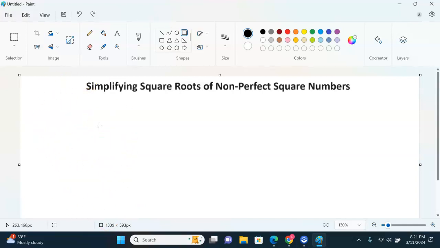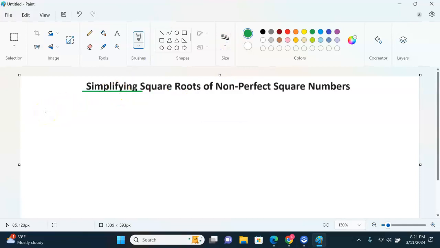Okay, so before we talk about that, let's do a quick wrap up on how to simplify the square root. And again, the key term here is to simplify. Okay, we're not evaluating, we're not estimating. Okay, we are simplifying. Now, it's easy to simplify the square root of a perfect square number.